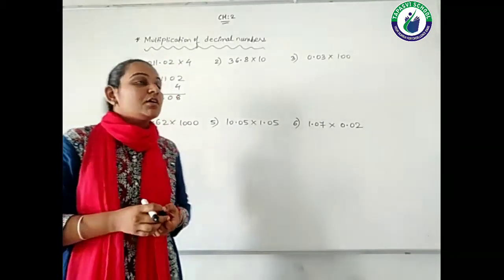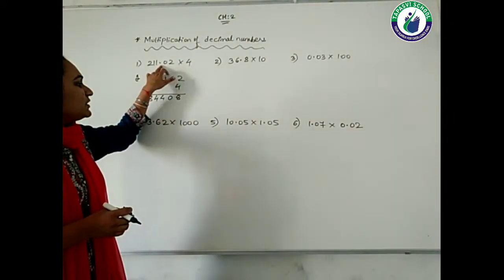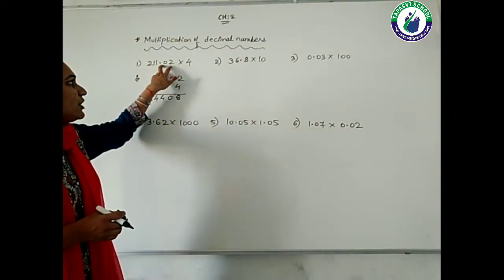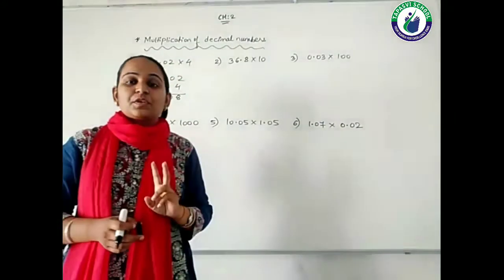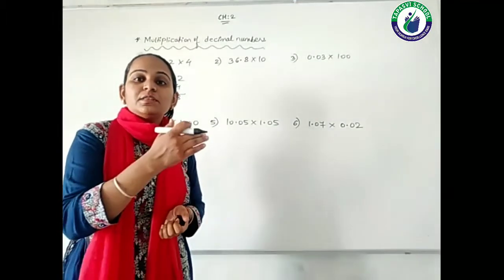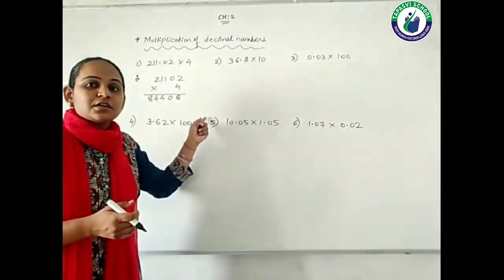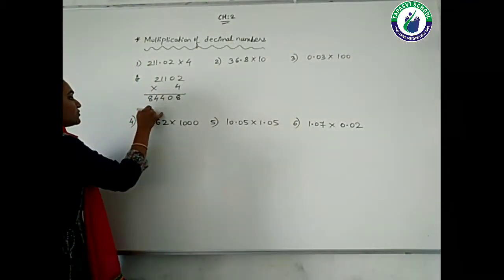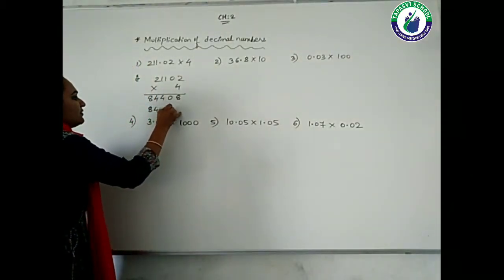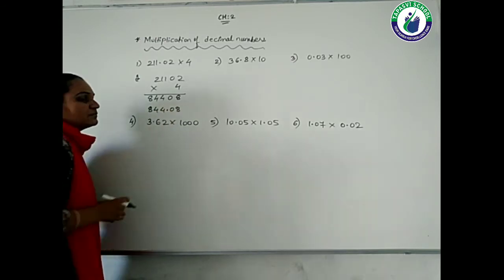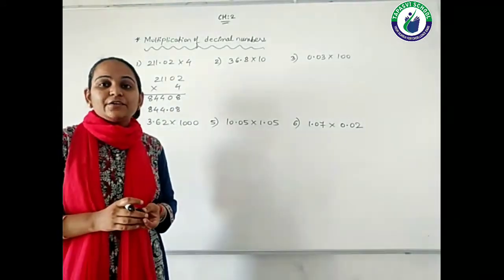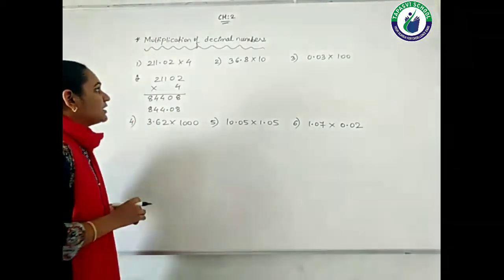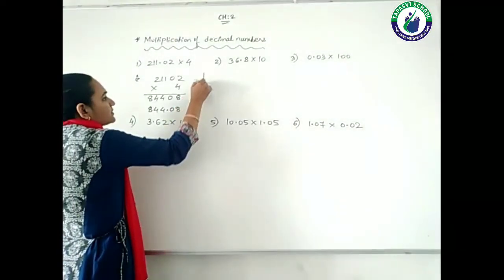Now where should we keep the decimal point? That's a question. See here, after the decimal point, how many digits are there, students? 2, right? So from the right hand side of this answer, leave 2 digits and put the decimal point. That means your point will come somewhere over here. Is it okay, students? 844.08. Now move to the next question, students.